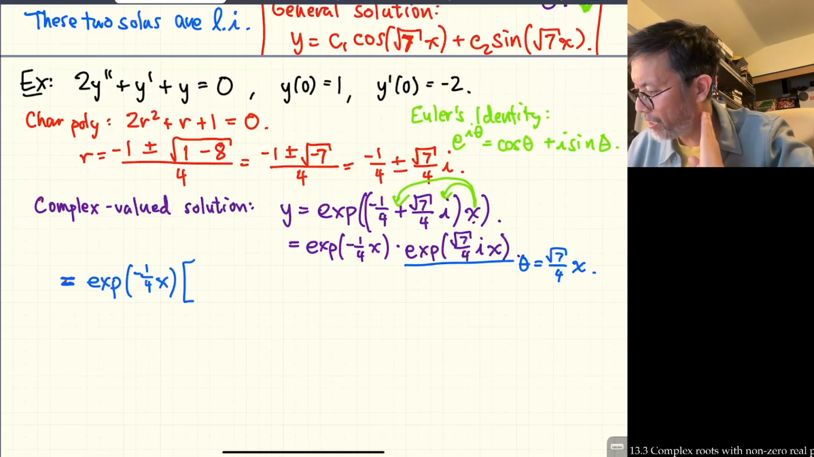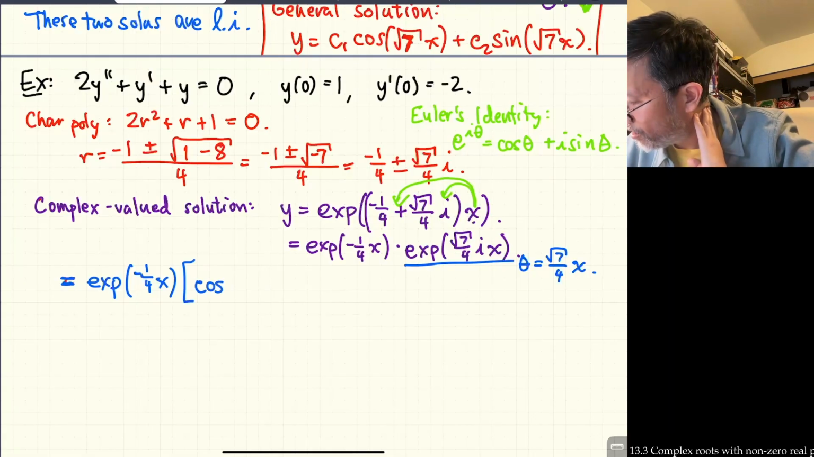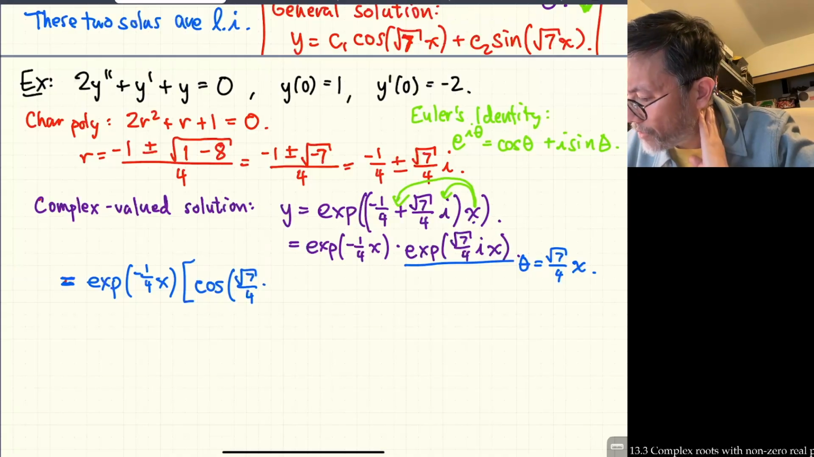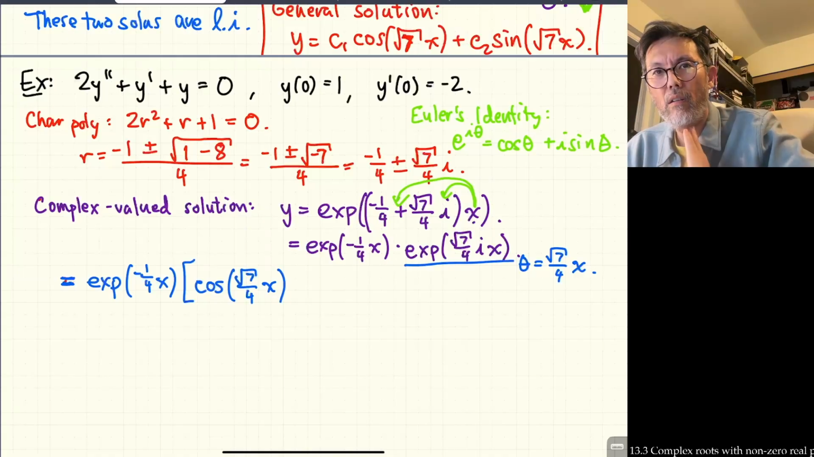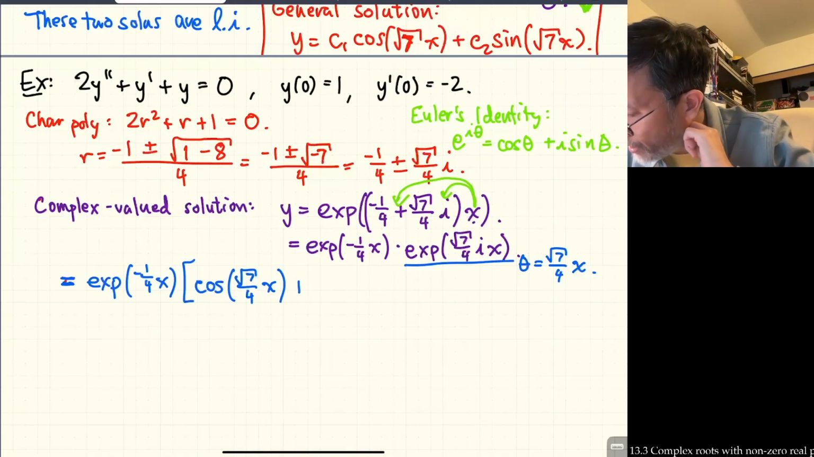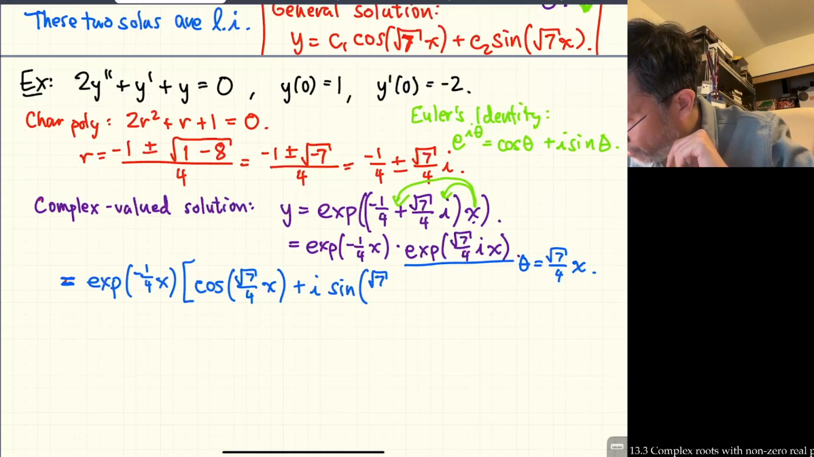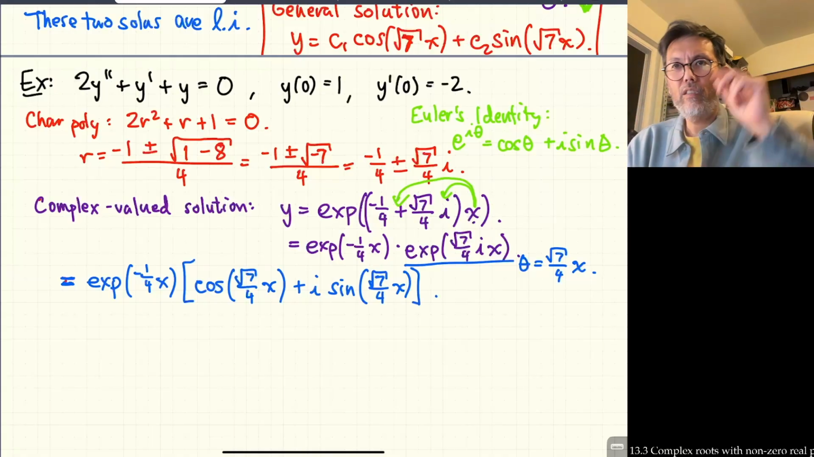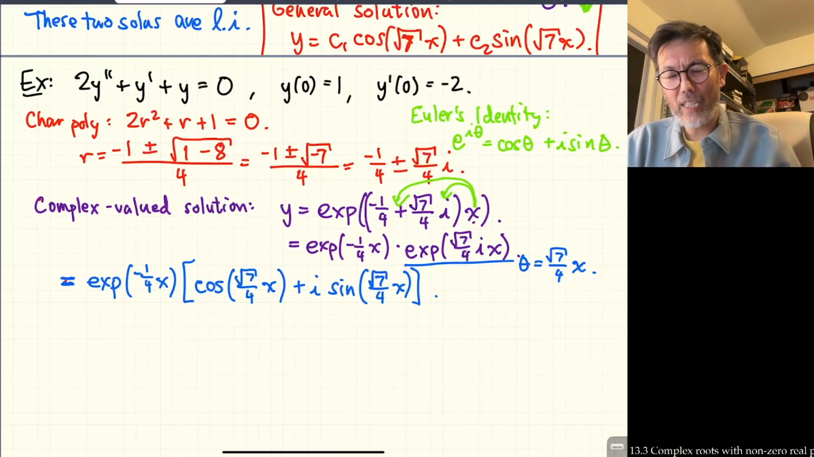And what we obtain is cosine of square root of 7 over 4 times x, plus i times sine of square root of 7 over 4 times x. Is that clear?